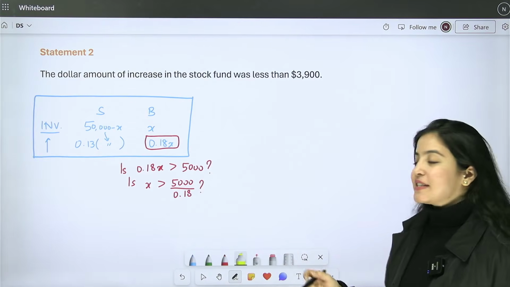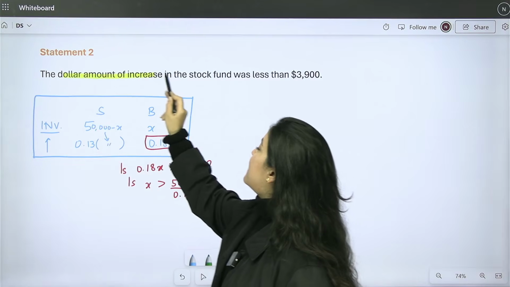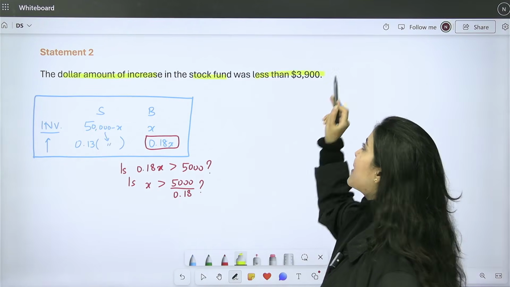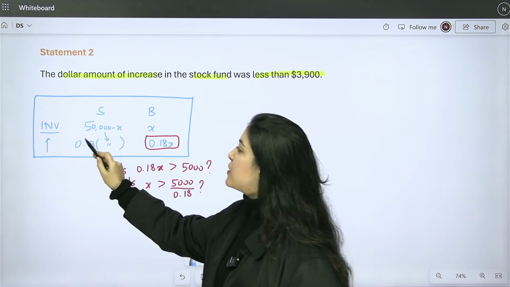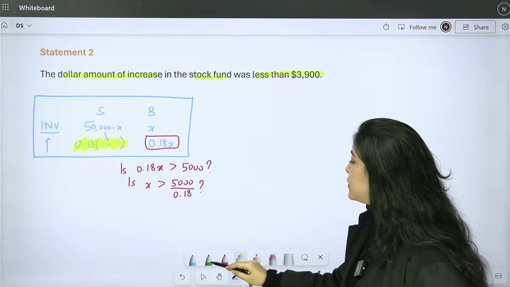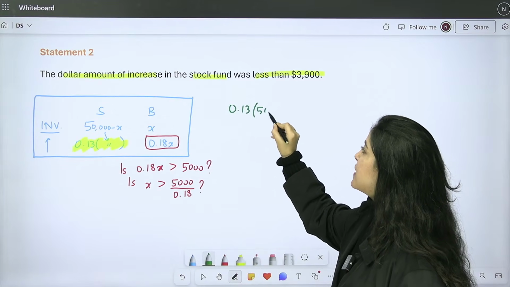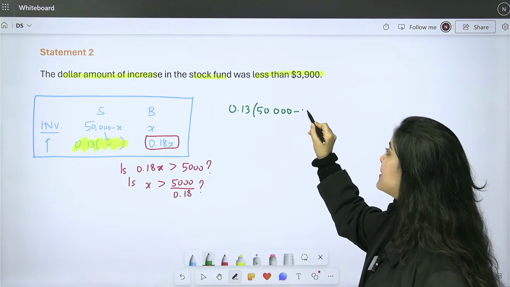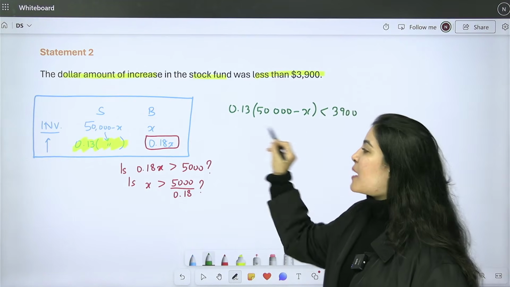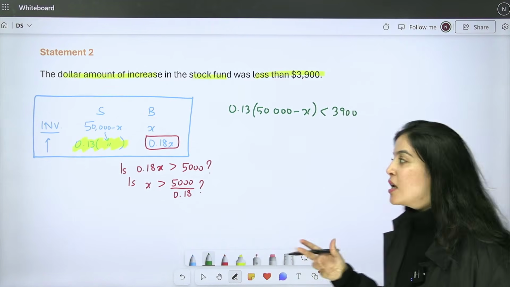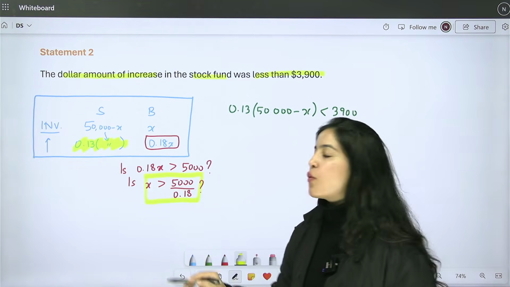Alright, then here we are with statement 2. Let's read this. The dollar amount of increase in the stock fund was less than $3,900. So you don't have an exact value, but I'm talking about the stock fund increase. So this is really saying 0.13 times (50,000 minus x) is less than 3,900, and I want to see if somehow this gives me enough information to be able to ultimately compare my x with 5,000 over 0.18.